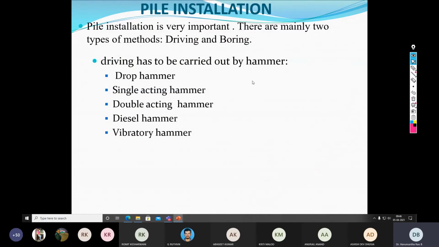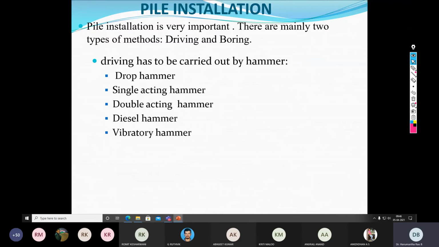So there are a variety of means available to drive the pile. So these are called as the pile installation. You can go for a drop hammer or single acting hammer or double acting hammer or diesel hammer or vibratory hammer. So these are the different hammers which are available for driving the pile. Again, I repeat, these equipments are meant to drive the pile only. So not meant for making the borehole.